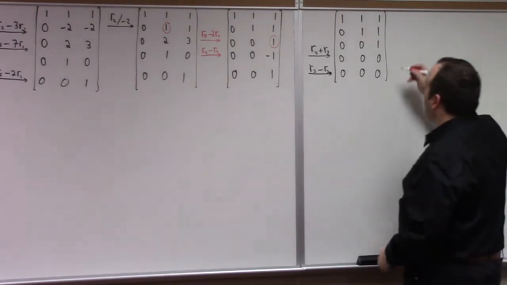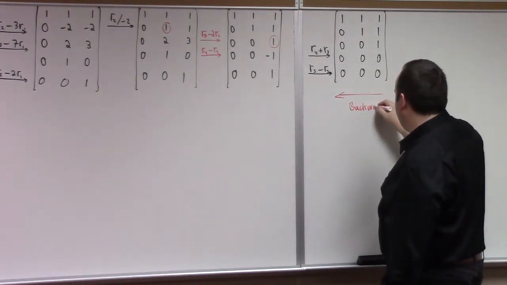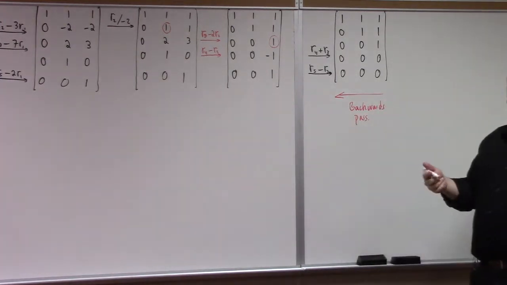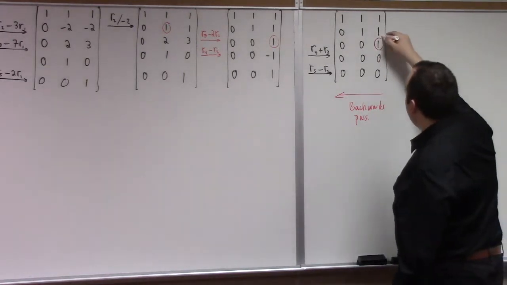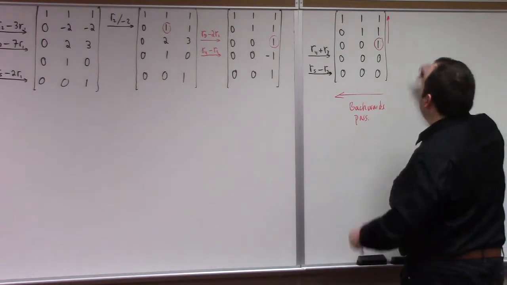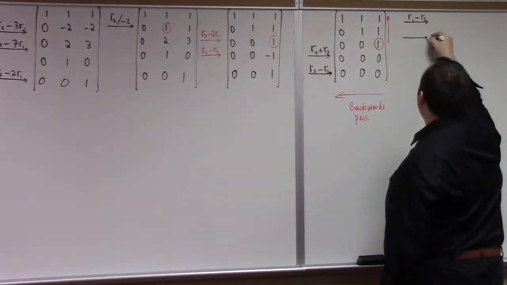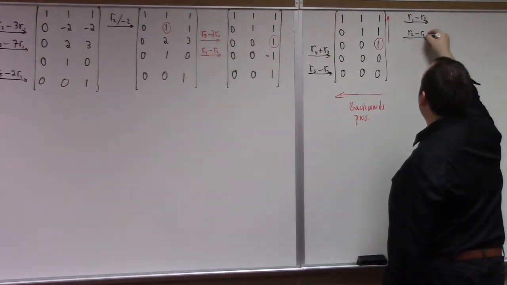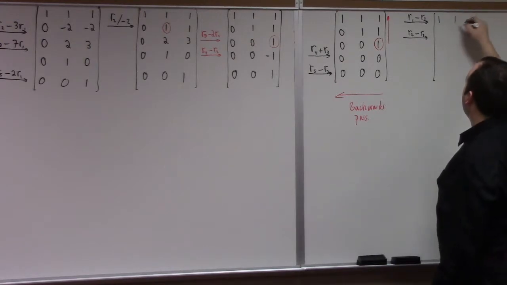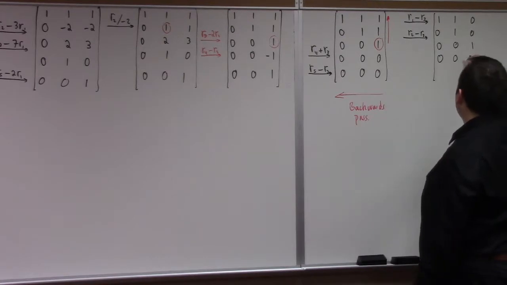So the backward pass goes like this. We start with the latest greatest pivot, in this case E3. And we want to clear those out. So clearing those out, that looks like row 1 minus row 3 and row 2 minus row 3. Which gives us 1, 1, 0, 0, 1, 0, 0, 0, 1. And the bottom two rows are zeros.